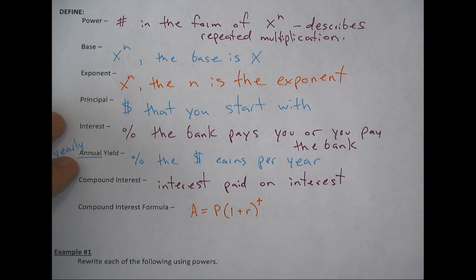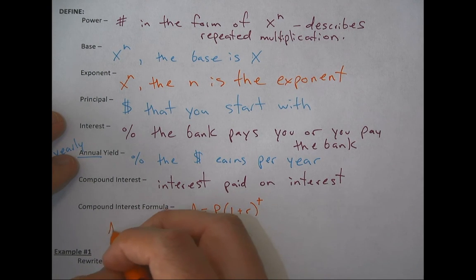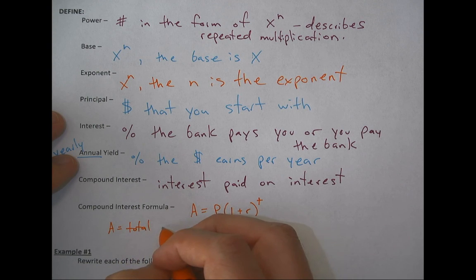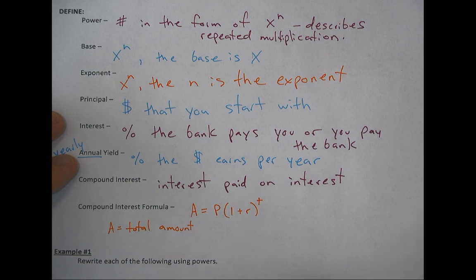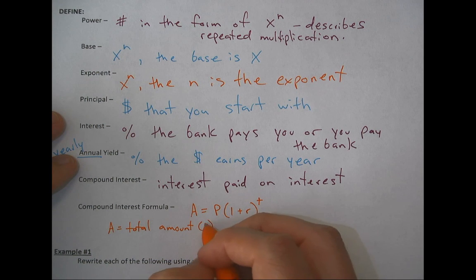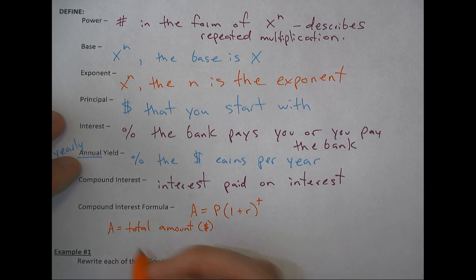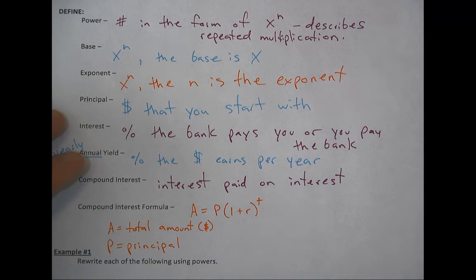And so what does all of this mean? A is kind of like your account or your total amount. So that's the amount of money basically. P, as you could guess, that's your principal. So that's the amount of money that you put into it, that you start with.